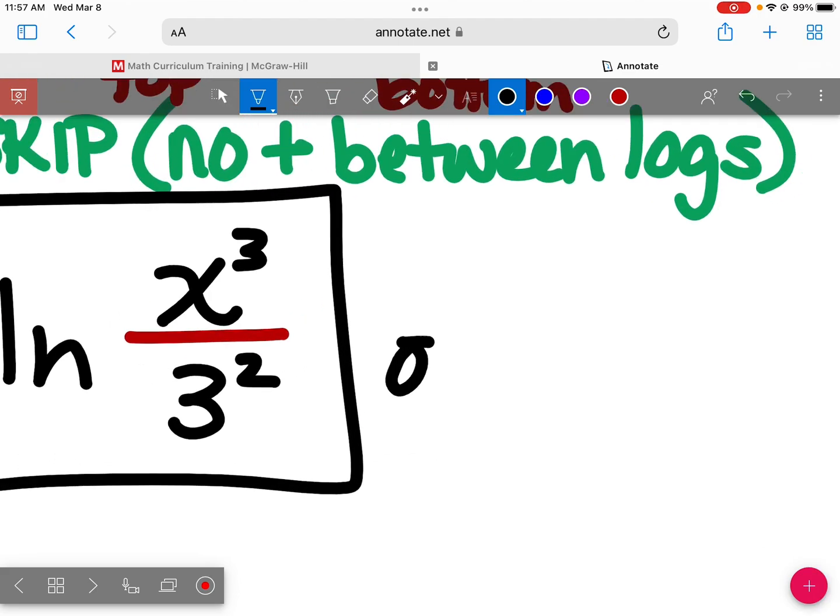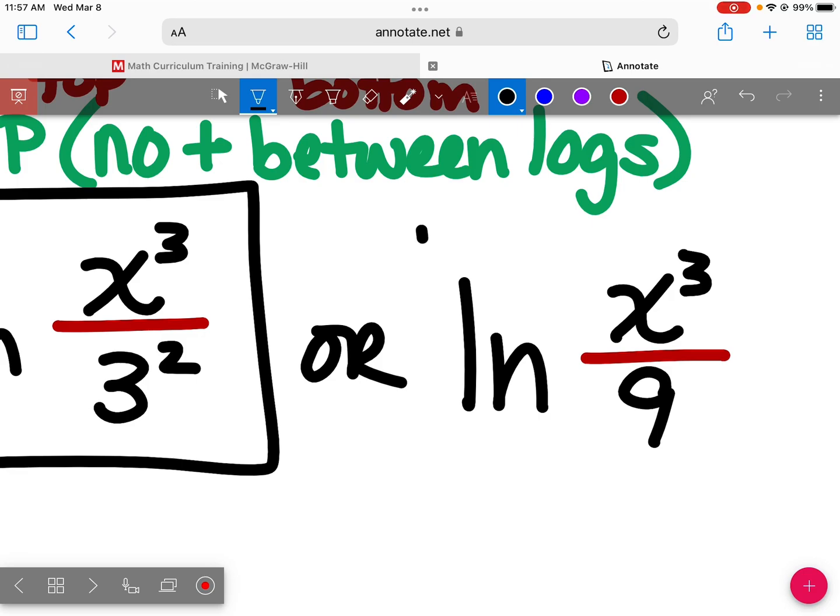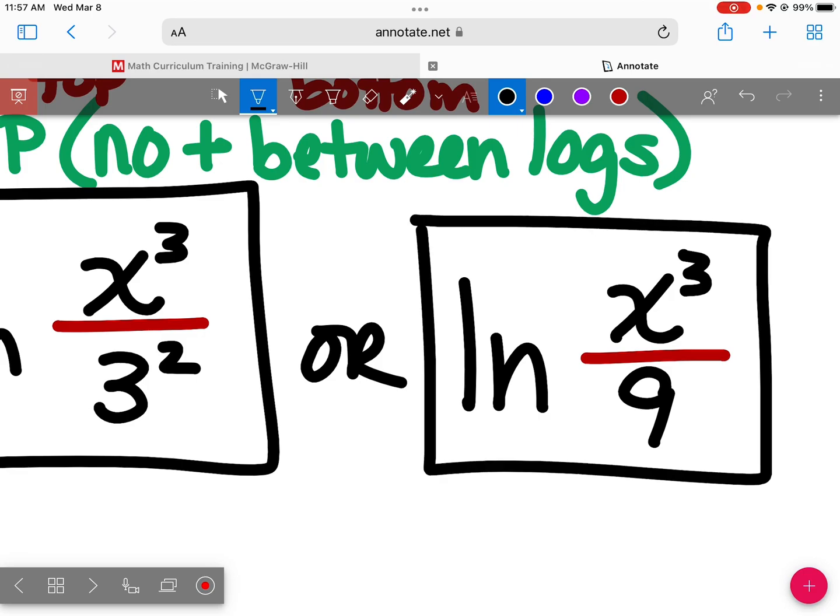Fully condensed. Hold on. Can anybody tell me another way to write that answer that's still correct? Not x over 3. X to the third over 9. You could write it as x to the third over 9, because 3 squared is 9.